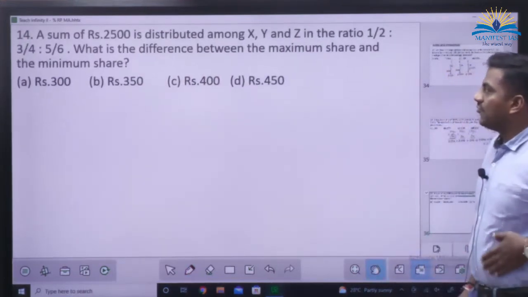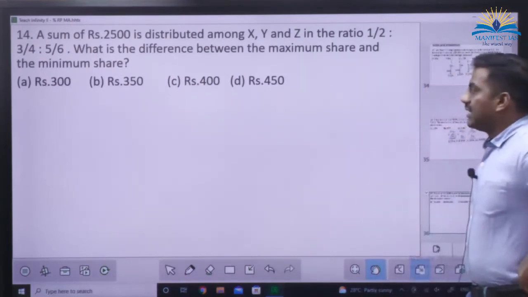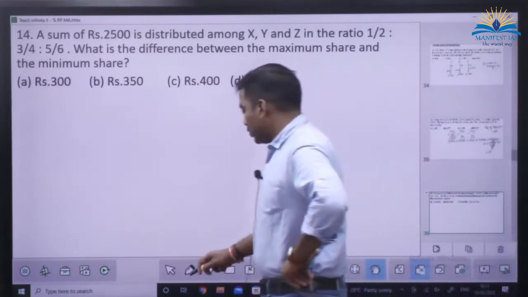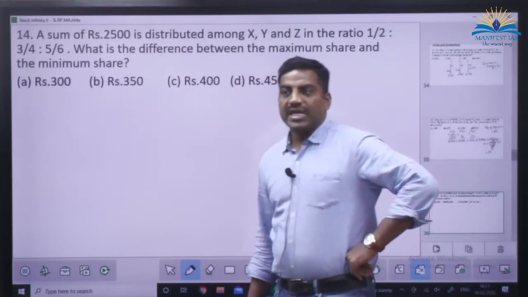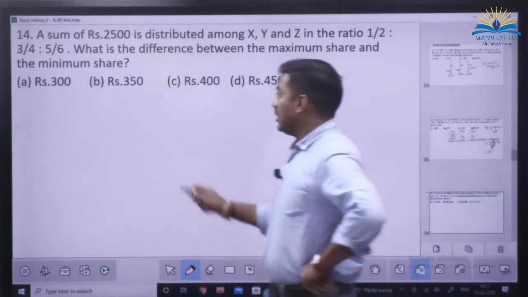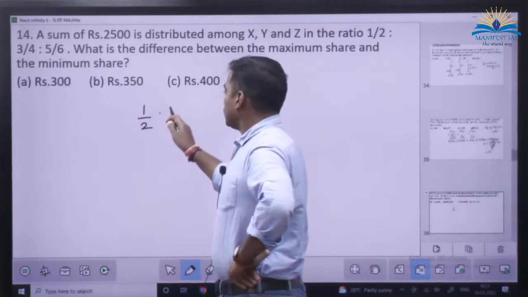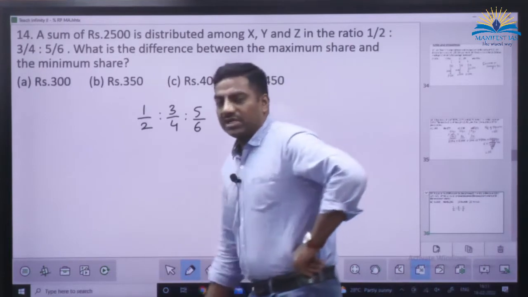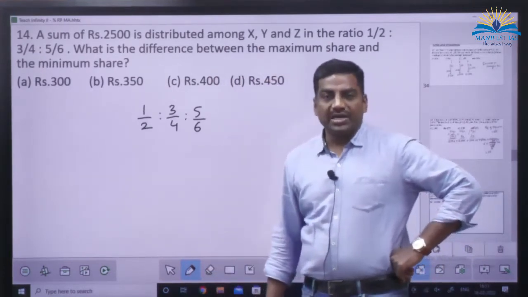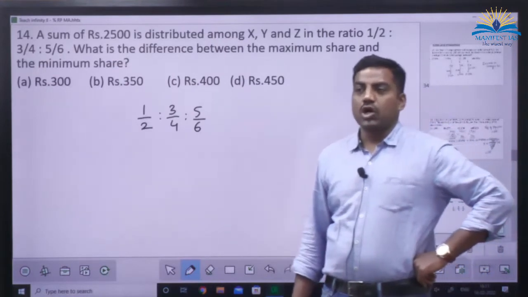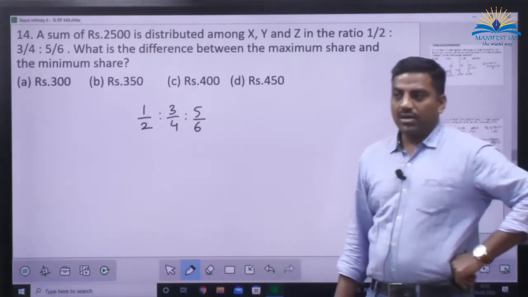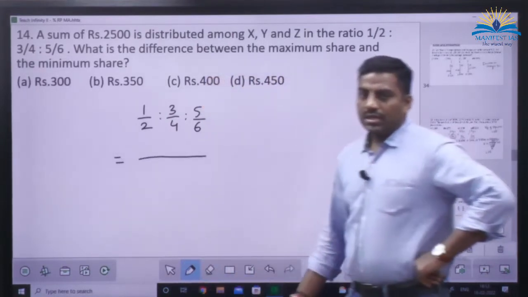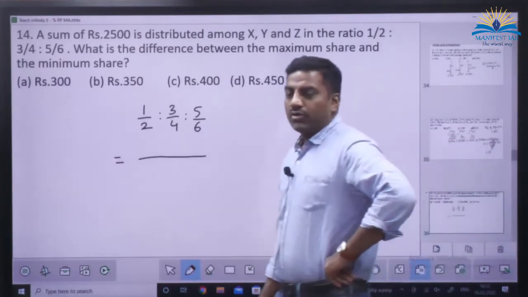A sum of rupees 2,500 is distributed among X, Y, Z in the ratio 1/2, 3/4 and 5/6. I have told you, while we are expressing the ratios, we have to express them in natural numbers. So convert them into natural numbers: 1/2 is to 3/4 is to 5/6. How do you convert them? You have to get rid of the denominator. To do that, you have to get the common denominator, which would be the LCM. LCM is what? 12.